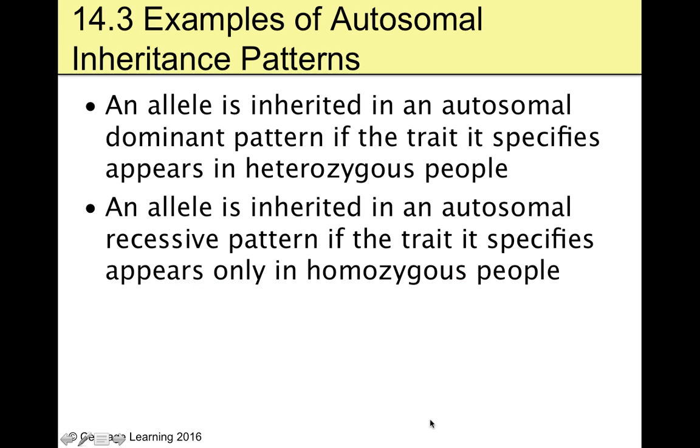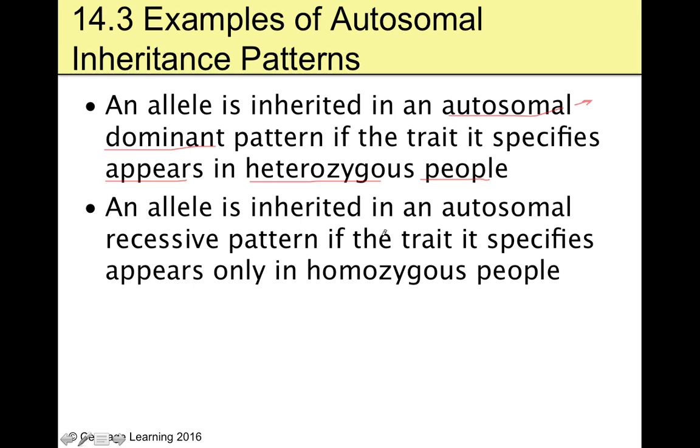So we're going to look at a couple examples of these different inheritance patterns. An allele is inherited as autosomal dominant if the trait appears in heterozygous people. So hopefully based on last chapter, this little paragraph is easy to digest. Heterozygotes express the trait because it's autosomal dominant. All that means is the dominant trait masks the recessive, and autosomal means it's not in sex chromosomes, it's in body chromosomes, okay?